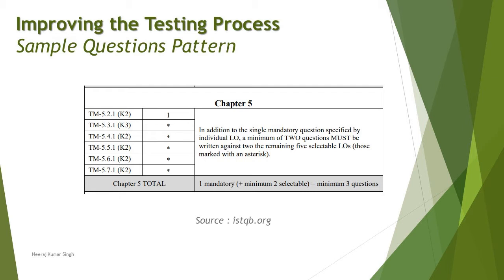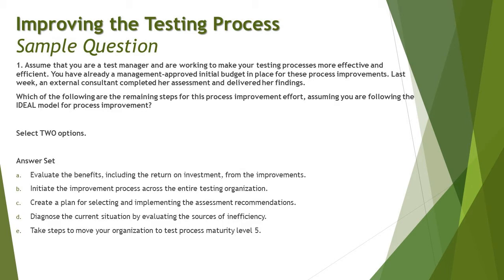So we'll be looking at some of the sample questions from this chapter in order to give you an idea, and of course you can look forward to the rest of them. Getting started with the very first question here: assume that you are a test manager and are working to make your testing process more effective and efficient. You already have a management approved initial budget in place for this process improvement. Last week, an external consultant completed her assessment and delivered her findings. Which of the following are the remaining steps for this process improvement effort, assuming you are following the ideal model for process improvement?